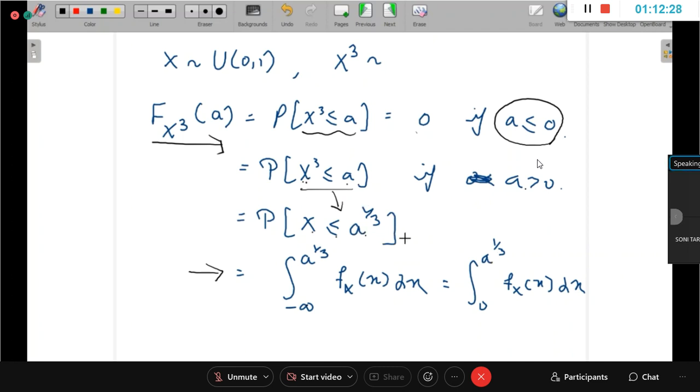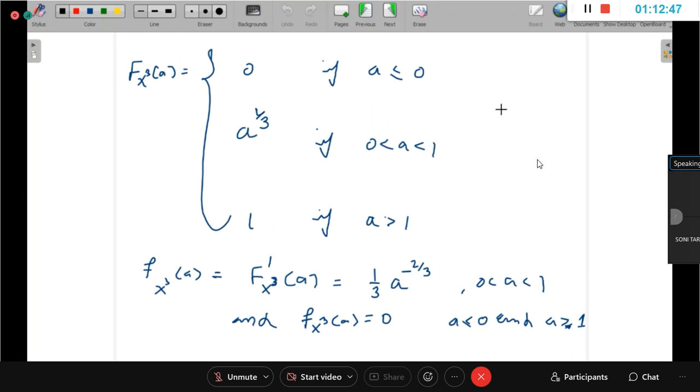So we only need to discuss a between 0 and 1. Between 0 and 1, from 0 to a to the power 1/3, whenever a is less than 1, fx(x) is 1, and if you integrate you will get a to the power 1/3. So this is what you get. When a is less than or equal to 0, the distribution of x cube is 0. Whenever a lies between 0 and 1, the distribution value is a to the power 1/3. When a is greater than 1, the value is 1.